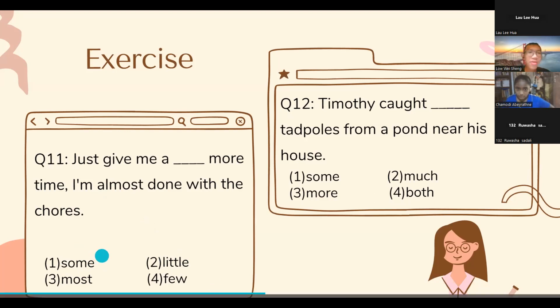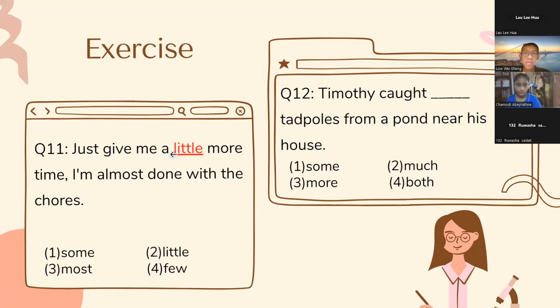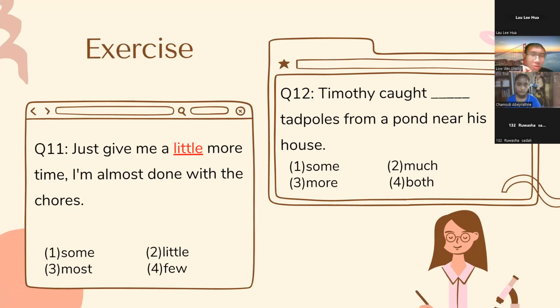Okay. So actually, what you need to pay attention to is time. If you say minutes, time is countable. If you say hours, time is countable. 2 hours, 3 hours, 2 minutes, 3 minutes. But time by itself is uncountable. And so the answer is actually a little more time. You're correct in saying that you only need a small amount since I'm almost done with chores. That focus is correct. But little and few both describe a small amount. And so in this context, little is correct because time is uncountable.